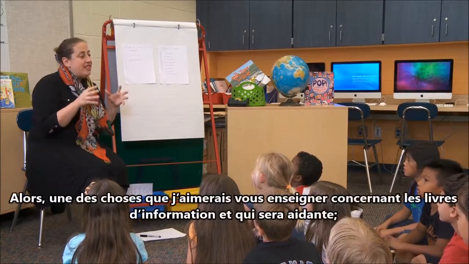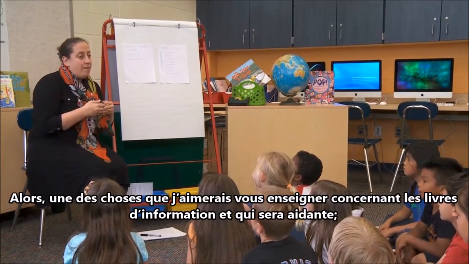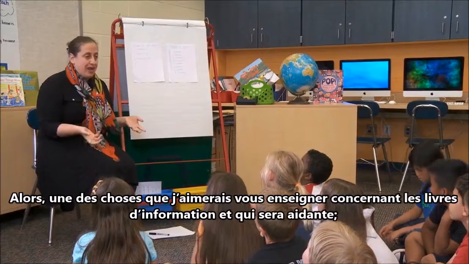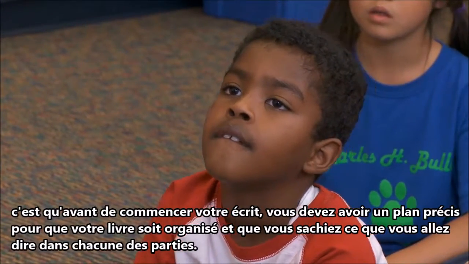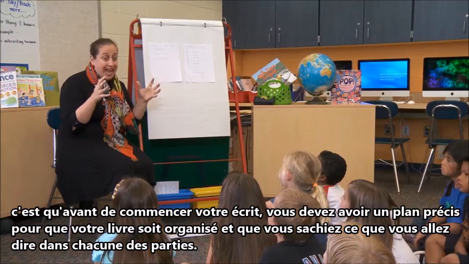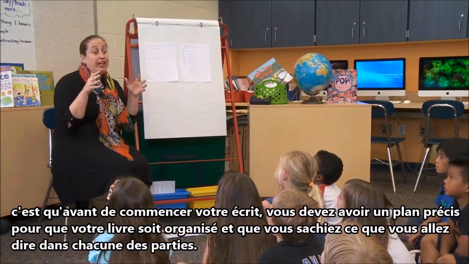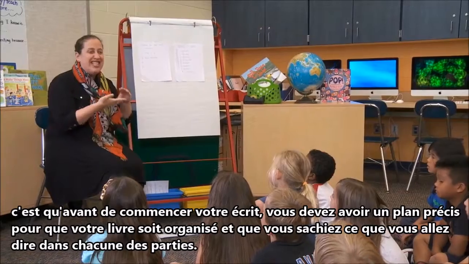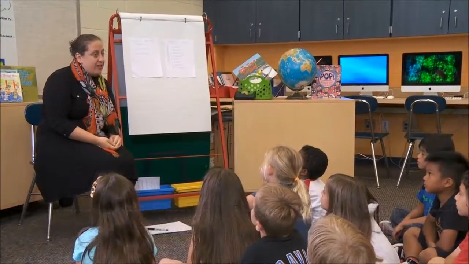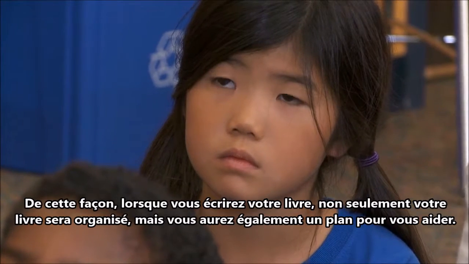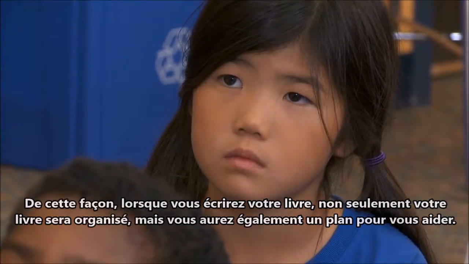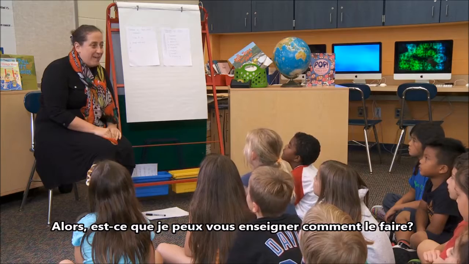So one of the things that I want to teach you guys about writing information books is that it's really helpful before you do all of your writing to have a clear plan to make sure that your book is going to be really organized and you know what you're going to say in each of your parts. That way, when you're writing your information book, not only will it be organized, but you have a plan for how it will go. So can I teach you about how that might go?